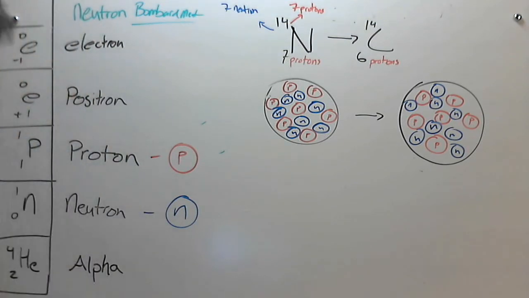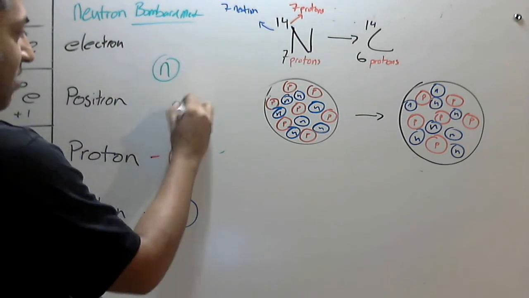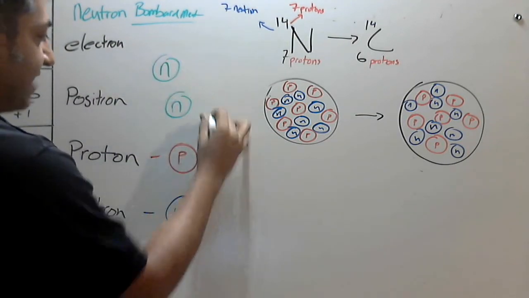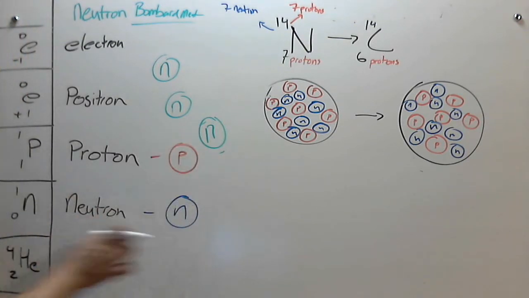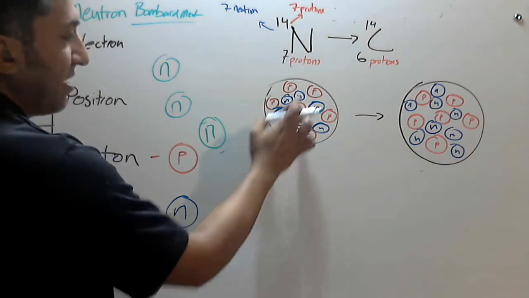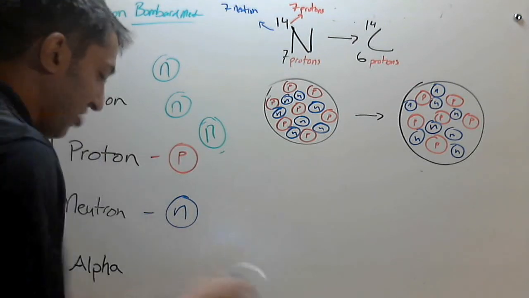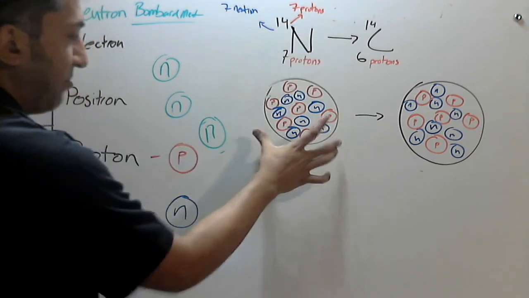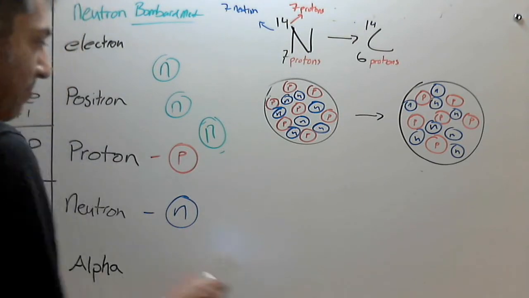So let's talk about neutron bombardment. Remember we said bombardment's like dodgeball. We're going to throw these neutrons at somebody. This is a proton with a P in the red. This is a neutron with an N. I put 7 P's in here, and I put 7 N's in here. This is my nitrogen atom, right here. And we're going to do neutron bombardment.